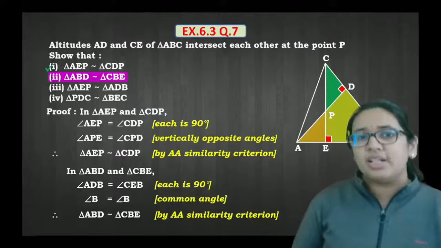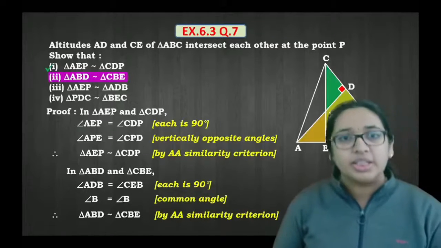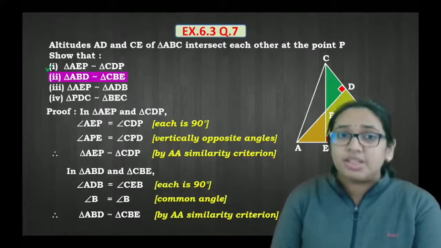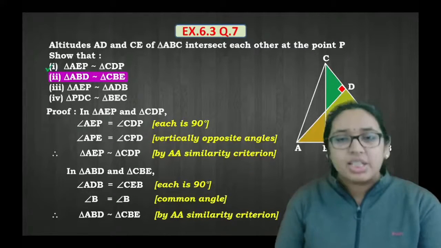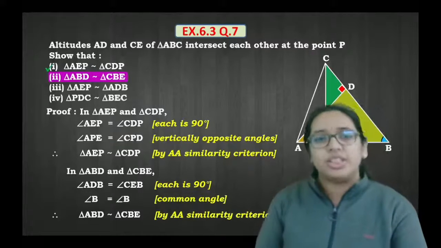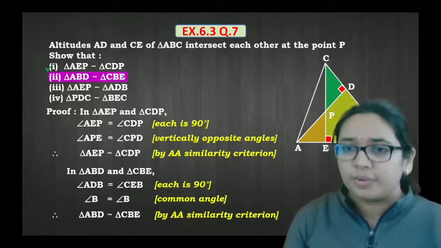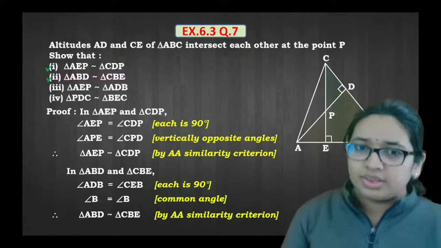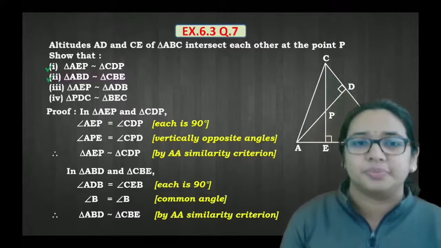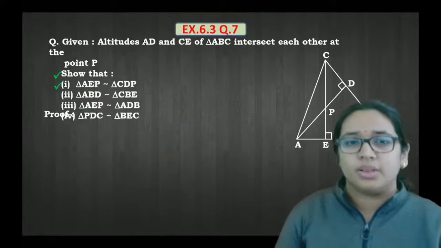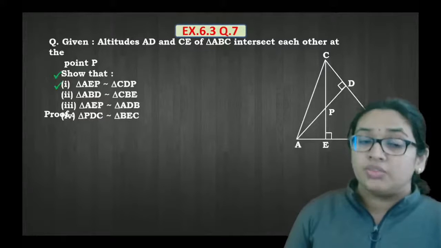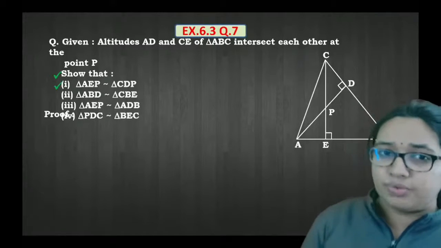AEP is similar to CDP, this is done. ABD is similar to CBE, this is also done. Now we'll try the next two. Okay, should we move on? Now we'll go for the third and fourth one.